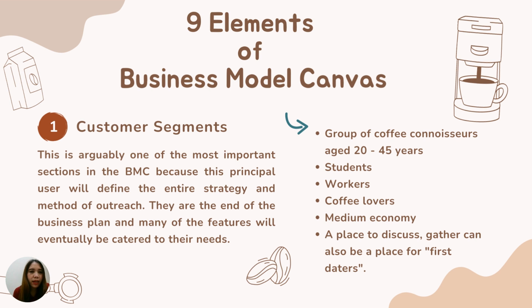First is customer segments. This is arguably one of the most important sections in the BMC because this principal user will define the entire strategy and method of outreach. They are the end of the business plan and many of the features will eventually be catered to their needs. For example, it's for students, workers, coffee lovers, and also for the first date.